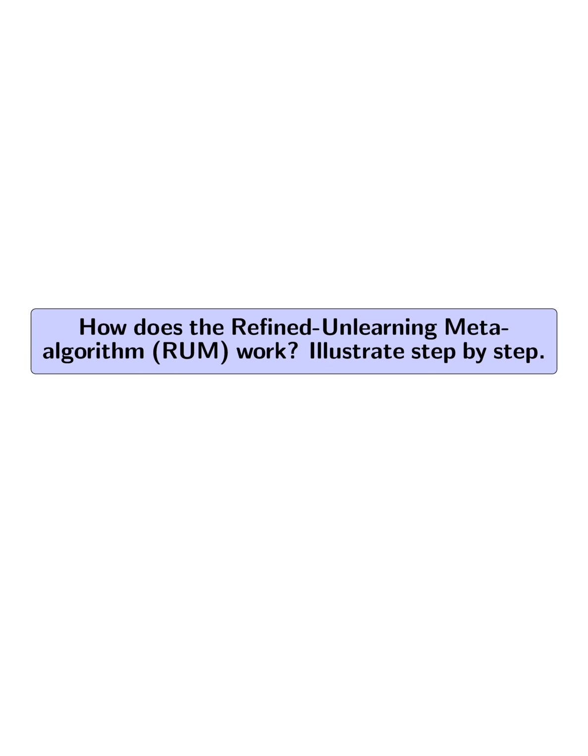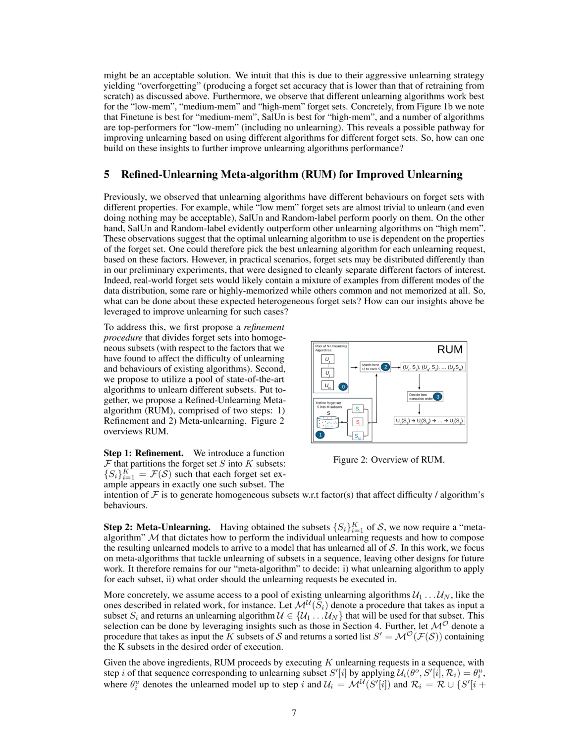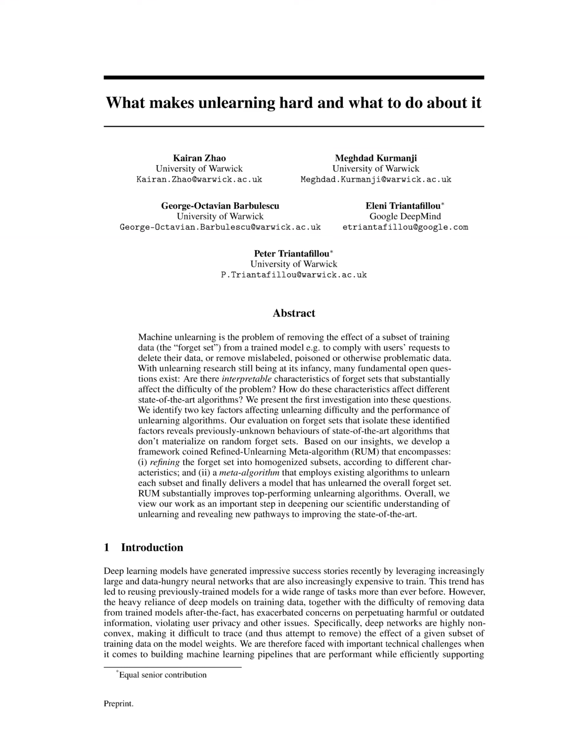How does the Refined-Unlearning Meta-algorithm, RUM, work? Illustrate step by step. The Refined-Unlearning Meta-algorithm, RUM, works in two main steps. 1. Step 1. Refinement. In this step, a function f is introduced to partition the forget set S into k subsets, denoted as {S_i} for i = 1 to k, equal to f(S). The goal of this step is to create homogeneous subsets with respect to factors that impact the difficulty of unlearning and the behaviors of existing algorithms.